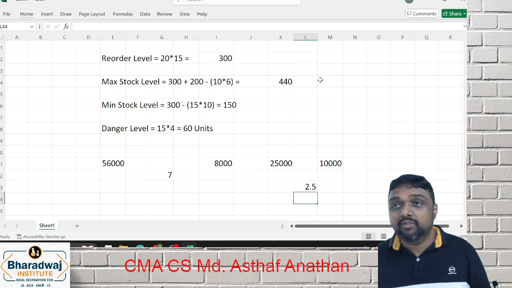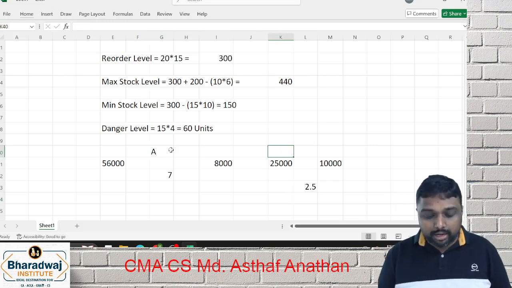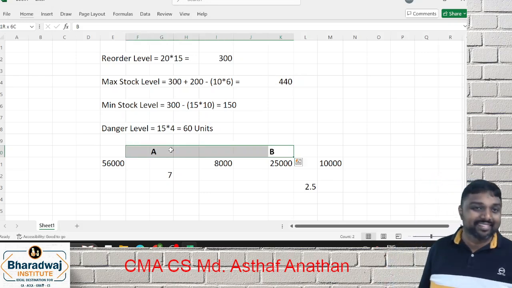See, the meaning is what? Which is best? A is fast moving. The higher the inventory turnover ratio, the better the option. That means it is fast moving. It is not a dead stock. It's a fast moving stock.